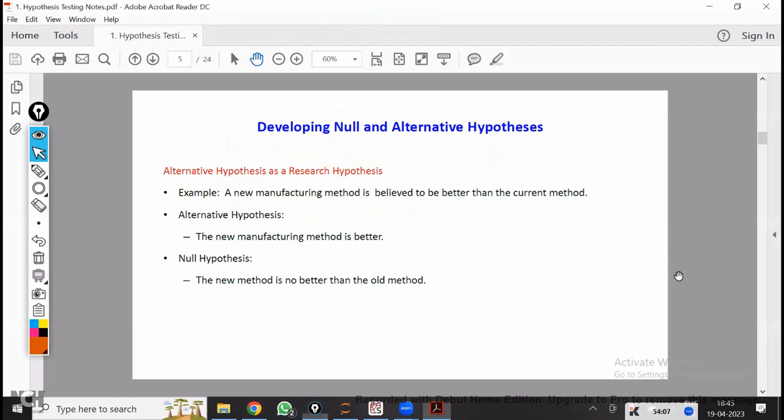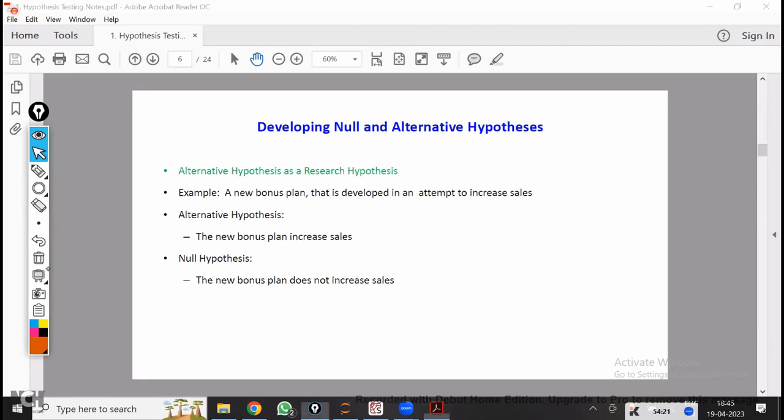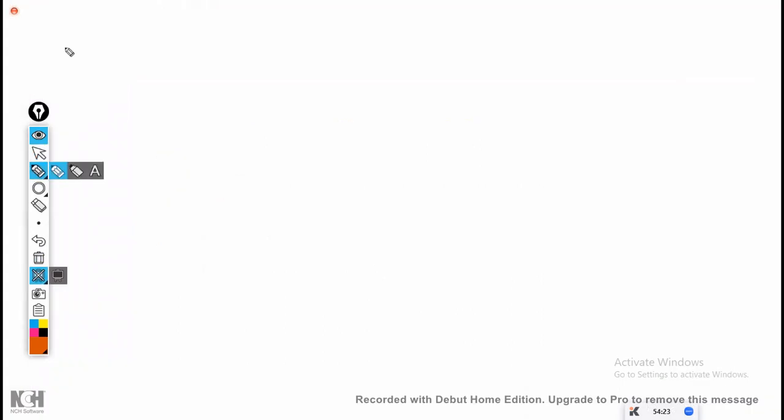Now, let us take one more example. Now, there is a new bonus plan. One person wants to implement a new bonus plan. By default, there will be no difference between the new bonus plan versus the old one. Right? Now, everyone knows one more live example. Let us take one live example. The live example is nothing but IPL, as IPL is presently going on.